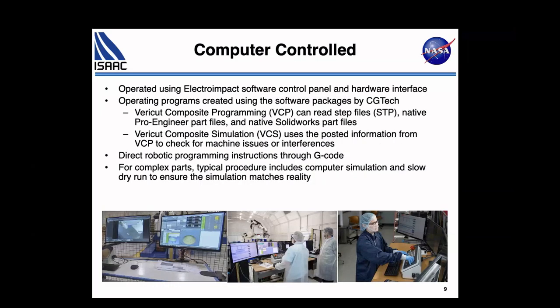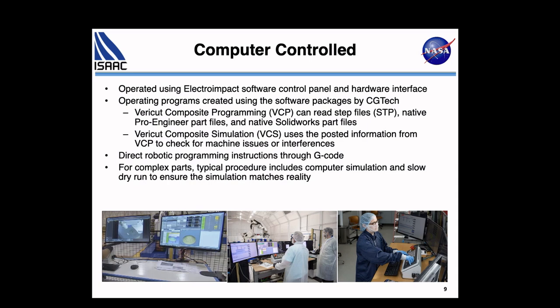As I mentioned, everything's computer controlled with the Electroimpact software system. The software is written by a company called CGTech. They allow us to do the programming. There is an inbuilt simulation system, so after you program, you can actually run a simulation and watch how Isaac moves on your computer. And it is tailored to our Isaac cell.